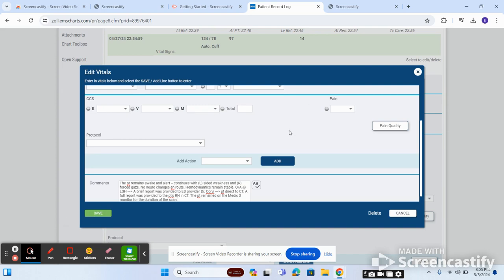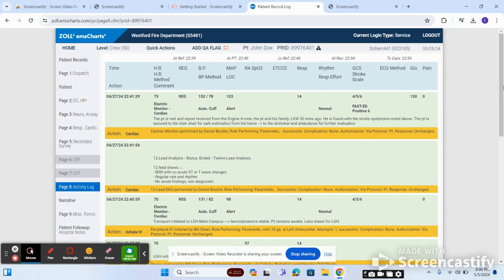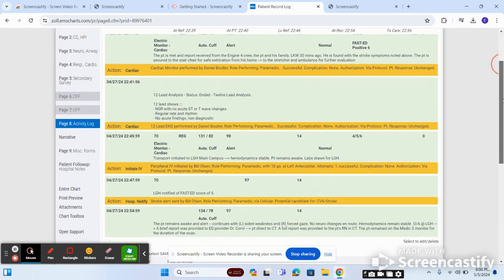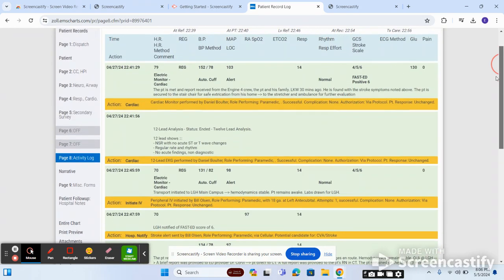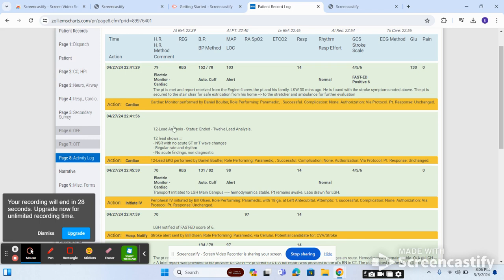All right, so we'll save this one here. And that's our activity log. So it's a pretty straightforward stroke patient through here. We documented a lot in the HPI about our initial exam. We documented a lot in the neuro, airway, respiratory, cardiac. We ripped through this pretty quick. I talked a whole lot through all this.